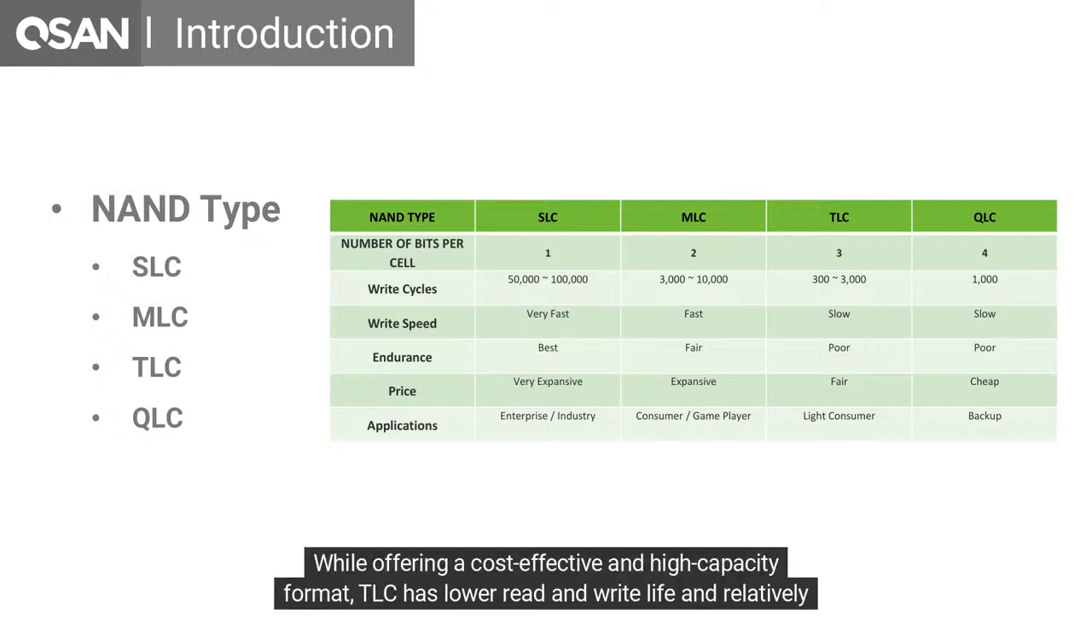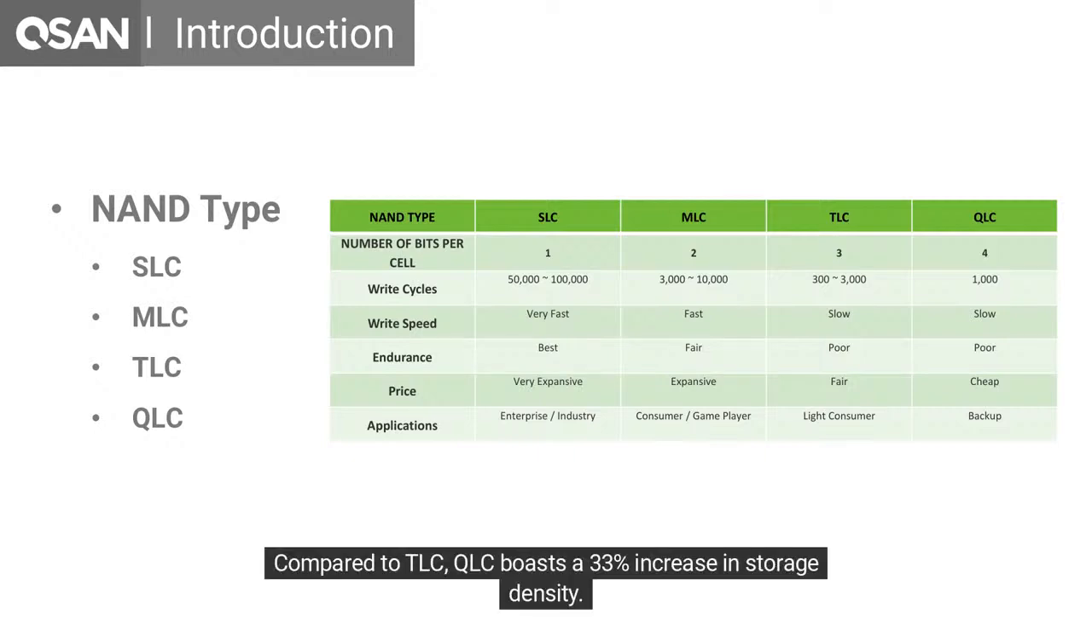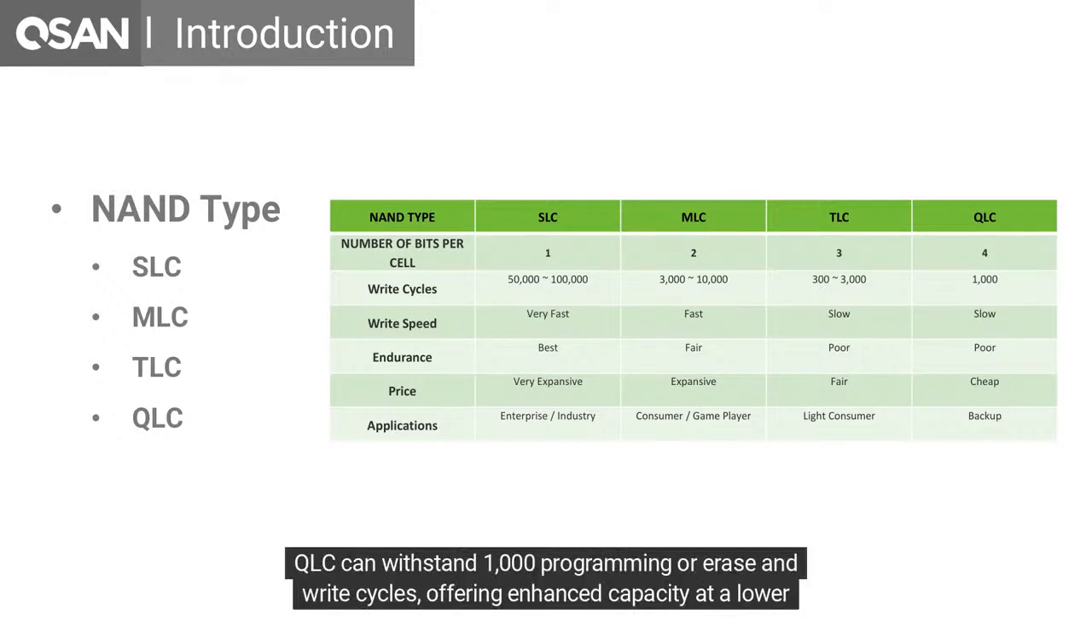While offering a cost-effective and high-capacity format, TLC has lower read and write life and relatively slower speed compared to MLC. QLC can store 4 bits per NAND cell. Compared to TLC, QLC boasts a 33% increase in storage density. QLC can withstand 1,000 program/erase cycles, offering enhanced capacity at a lower cost.